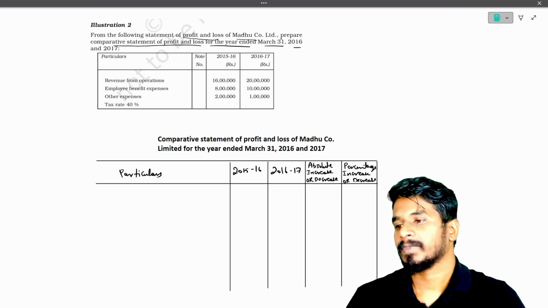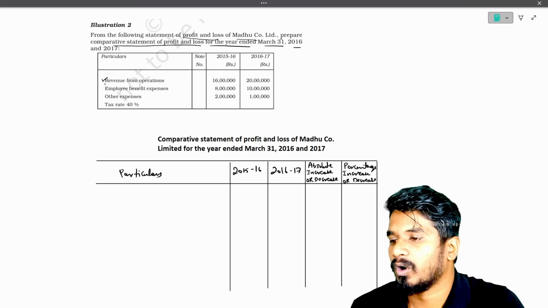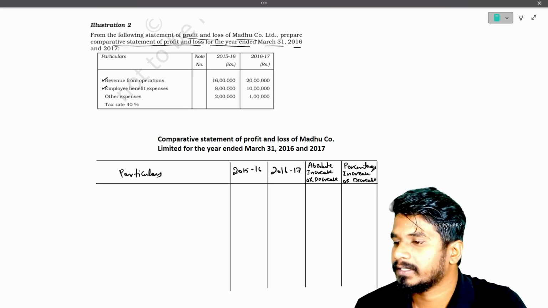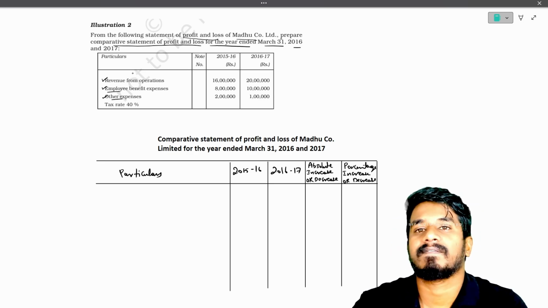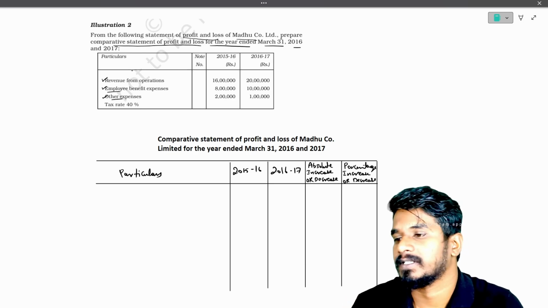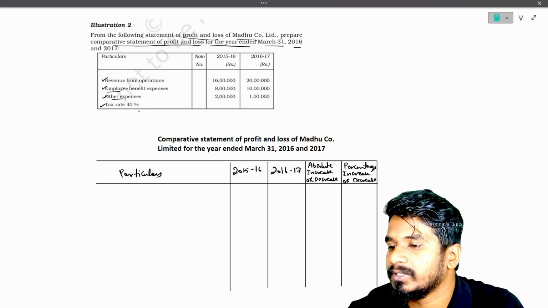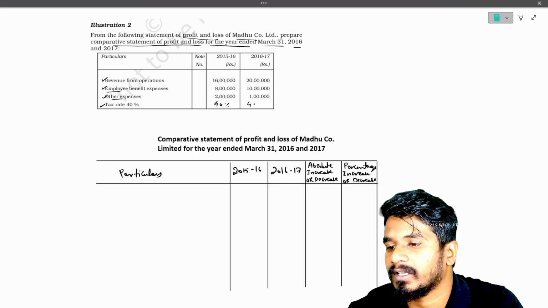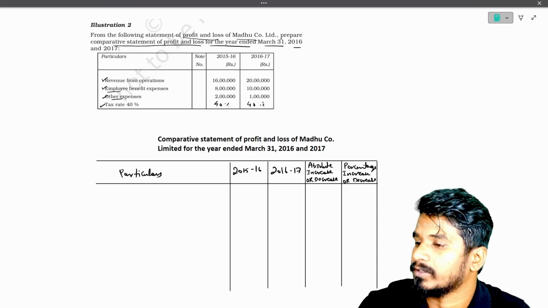Let us see. The first thing given in the question is revenue from operation, and all others are expenses, employee benefit expenses and other expenses. We need to minus them. If the question specifies any other incomes, you need to add them. That's it. And you also have tax of 40% for both the years. Here 40% and here also 40%. Let us solve this and see what the answer is.